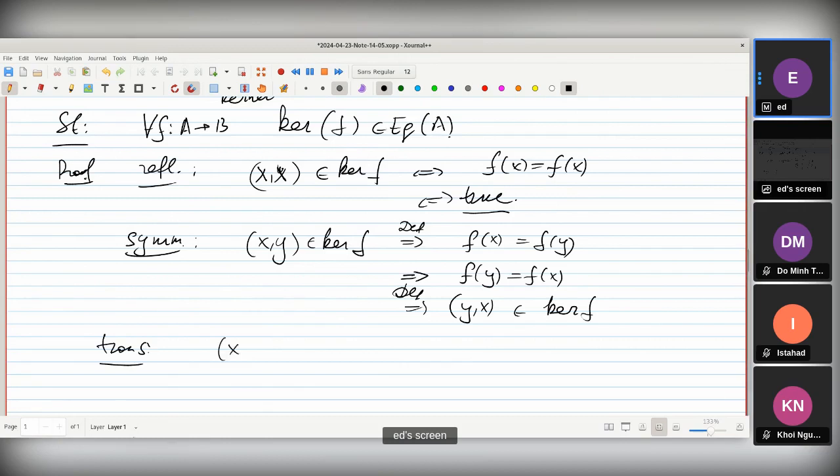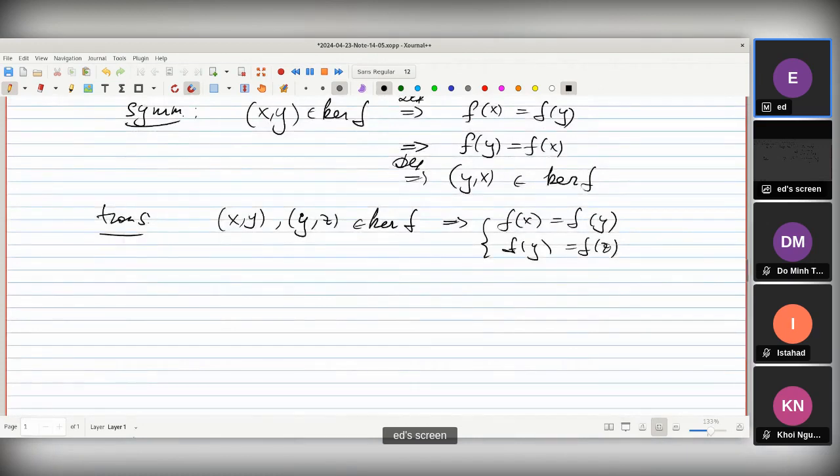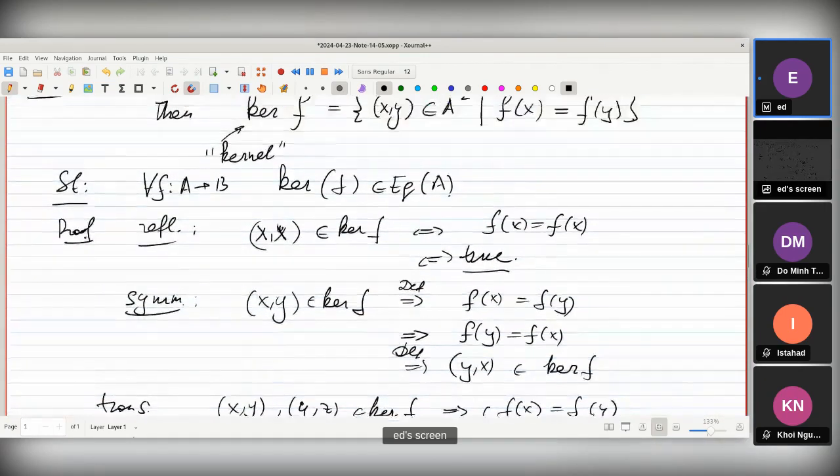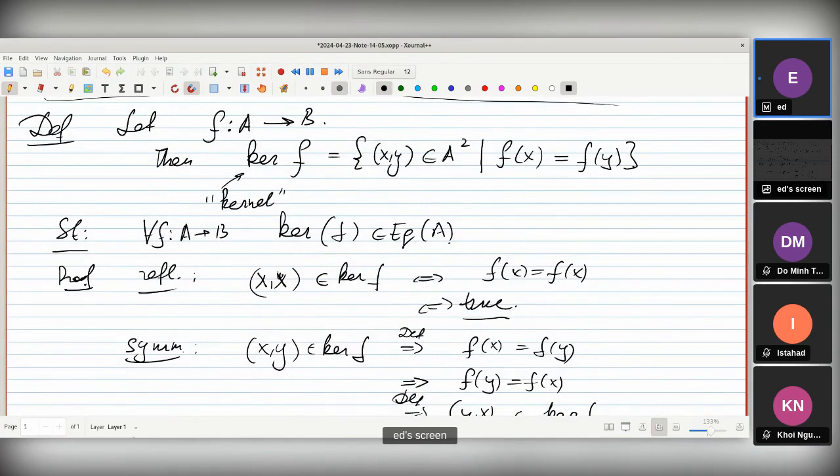And the last one, transitivity. If x, y and y, z, these two pairs, belong to the kernel of f, that means that f of x equals f of y, and f of y equals f of z. Hence, of course, f of x equals f of z, and x, z belongs to the kernel of f. So this kernel is always reflexive, symmetric, and transitive. Hence, it is an equivalence relation. This kernel can be considered as some measure of non-injectivity of our function.